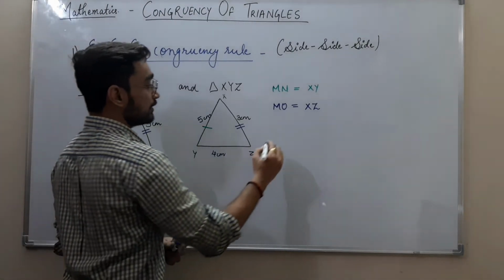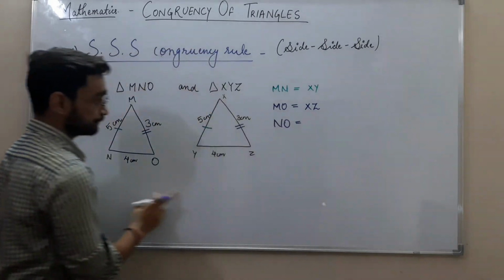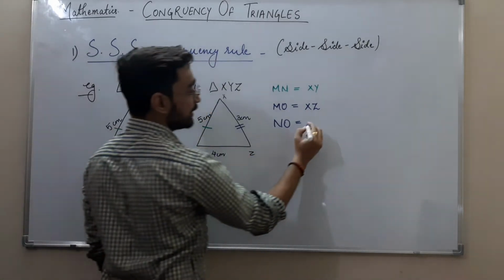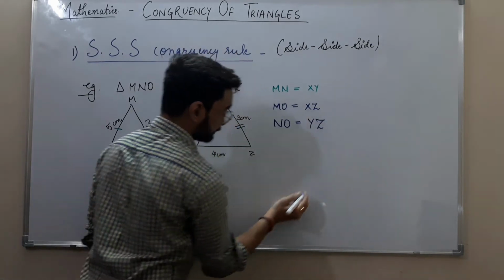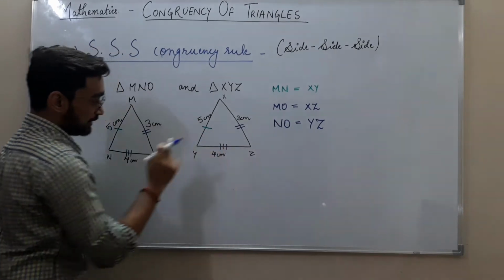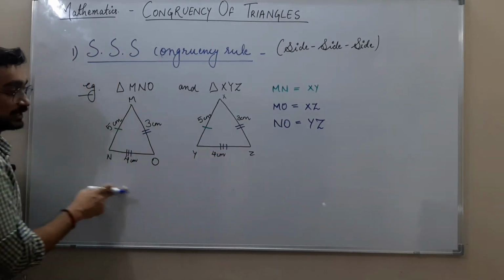Now the third one, can I say NO will be equal to, very good, YZ. This line is equal to this line. These three lines here indicate that these two lines are equal to each other.